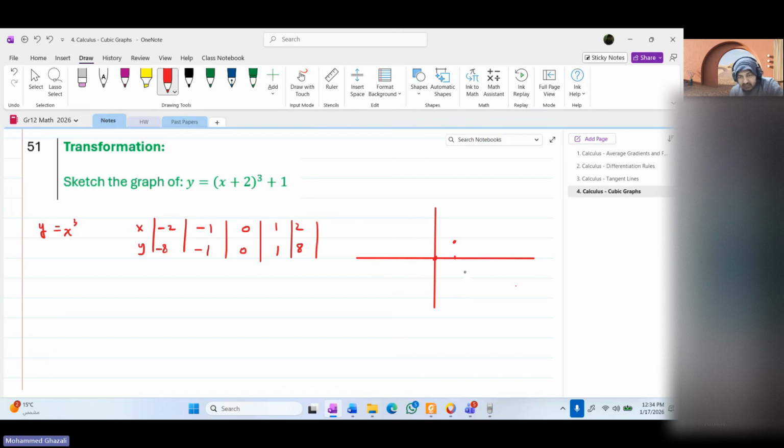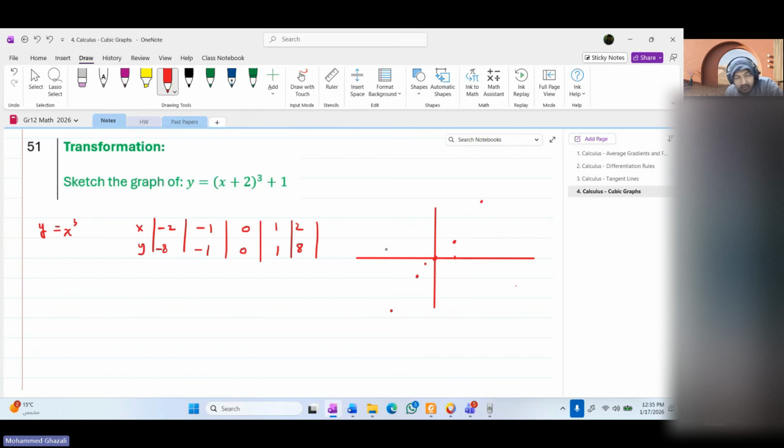When it is -1, it is -1. When it is 2, it is 8. When it is -2, it is -8, lower down. Now, you can't go and join those points as it is. So you need to take values in between. When it is half, it is 1/8.